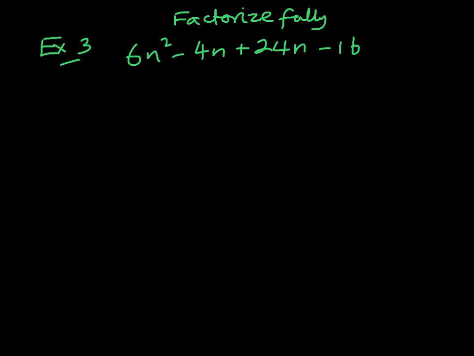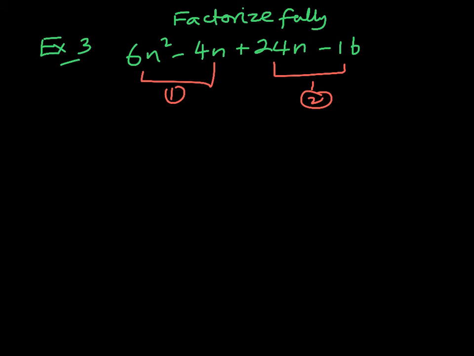Next question is 6n squared minus 4n plus 24n minus 16. So the first thing is, can we group them? Yes. So we see that those two have something in common, and these two also have something in common. So let's find the common factor in the first group, and then the second group. So what's the common factor? We see that 6n squared, the common factor between it and 4n, will be 2n.